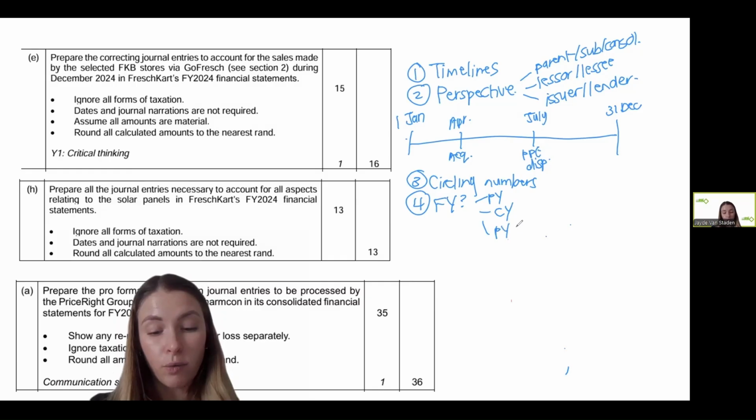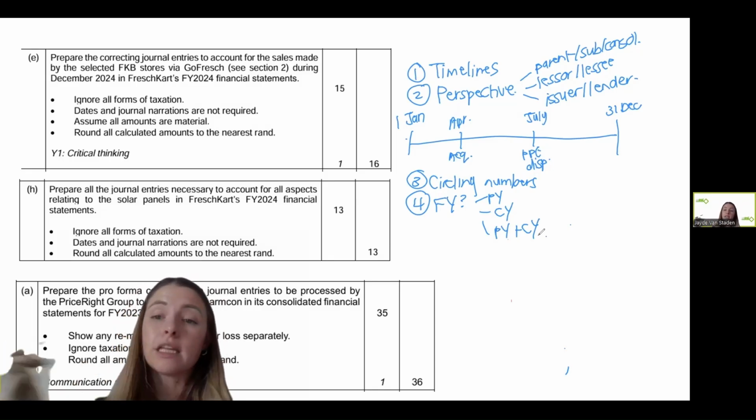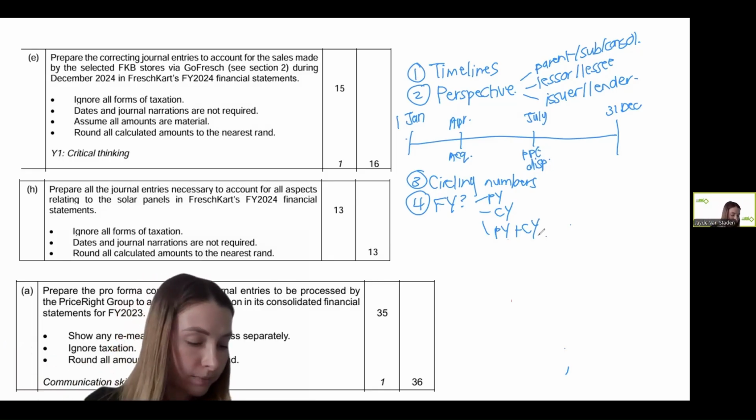Sometimes they can ask you for the prior year and the current year. Okay, so these are some things to keep in mind when it comes to financial accounting. They also help with tax as well.